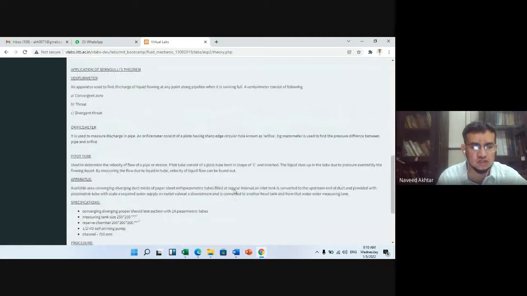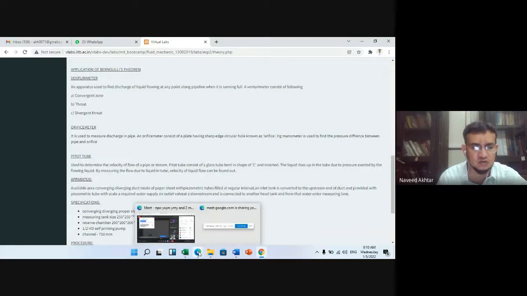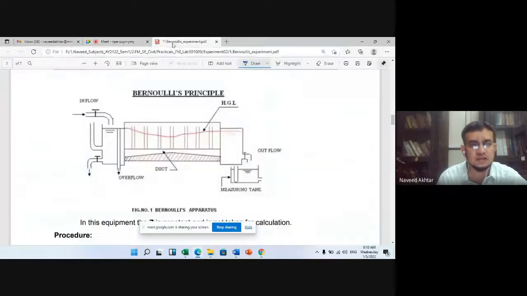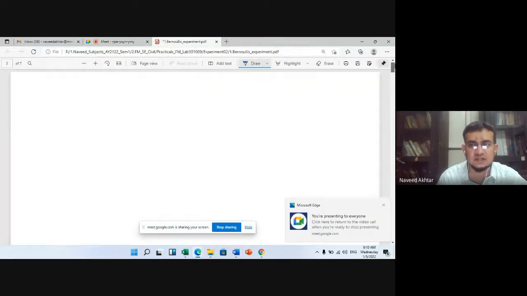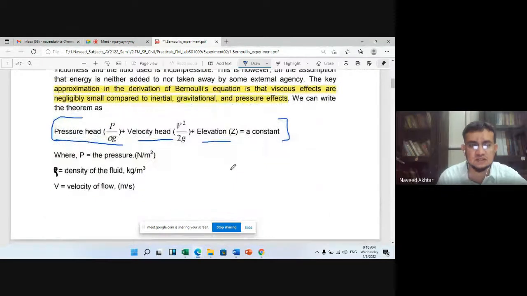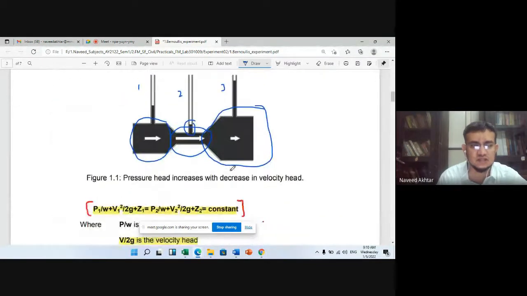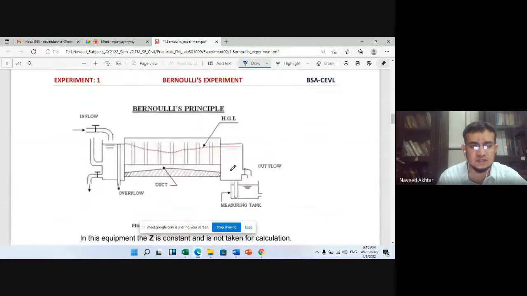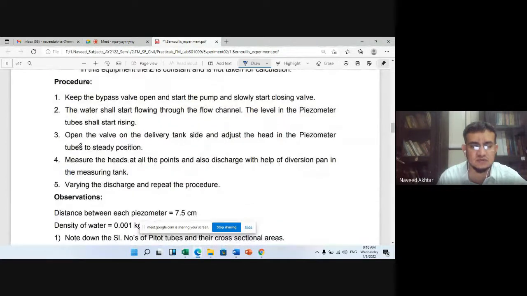This sheet, on how to do the practical in the laboratory for this Bernoulli experiment, I will share with you as study material, so you can easily go through it. And already in the online virtual platform, the details are given on how to perform it virtually. This procedure is for the lab.